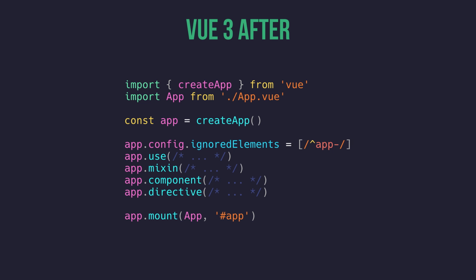If we were to create something with the CLI and we were to look at our main.js, we would probably see something that looks like this. So we have our import createApp from Vue. We have our import App just as we did before. But now what we're saying is, all right, const app equals createApp. Now for this instance, these are the plugins I want to use. These are the mixins I want to declare. And then I want you to go ahead and mount this app.